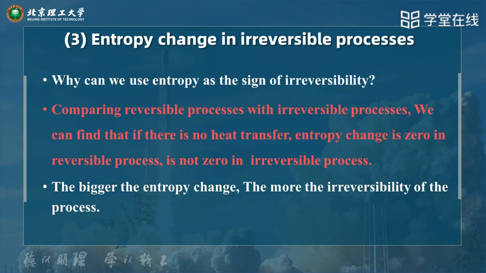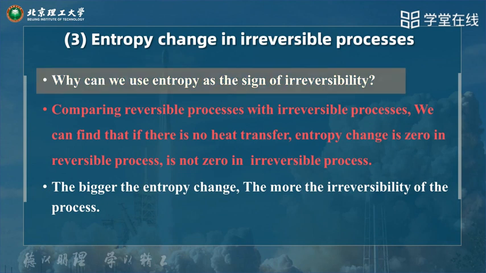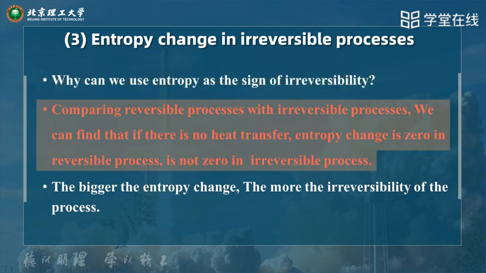The third topic: entropy change in irreversible processes. On the last page, we just discussed the entropy change in the reversible process. Here, we'll discuss the entropy change in an irreversible process. Why do we use entropy as the sign of irreversibility? Because when we compare reversible processes with irreversible processes, we can find that there is a difference.